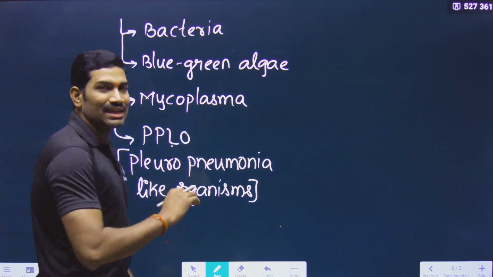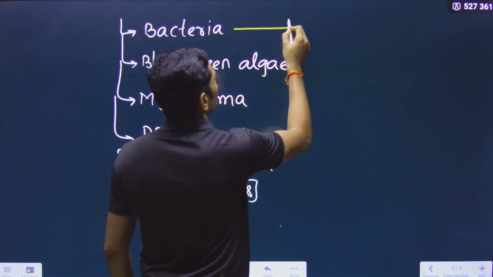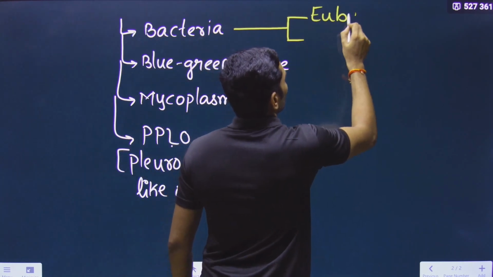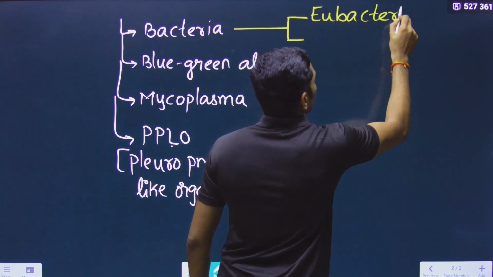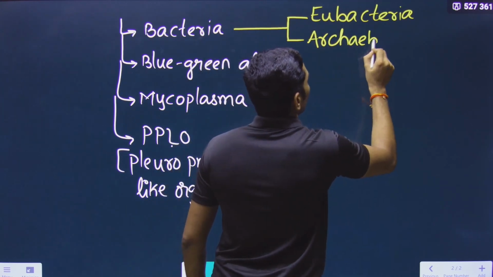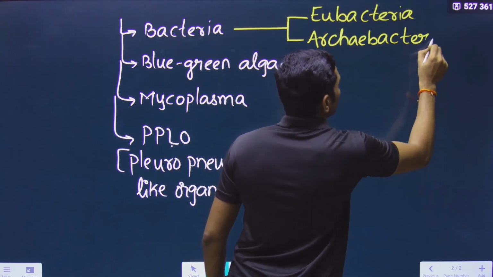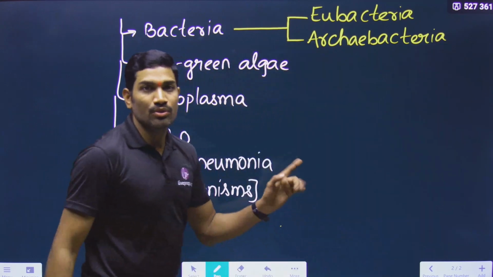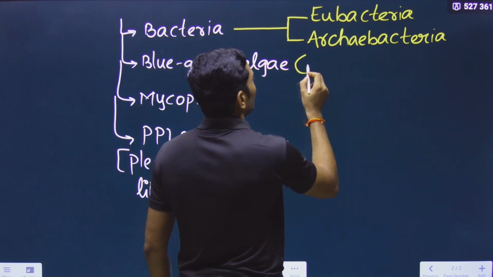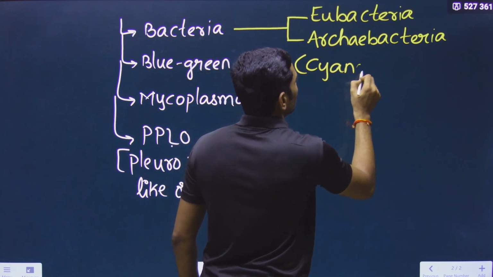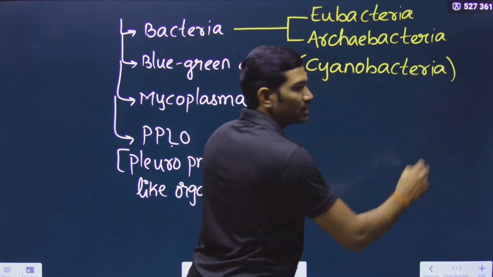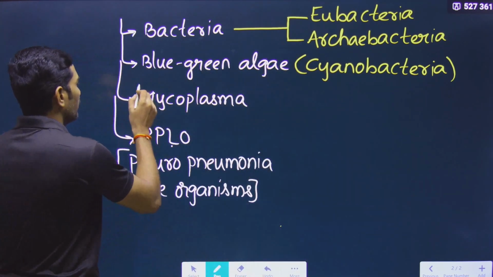Now we will go with clarity here. Bacteria means what are these bacteria that are coming here? Already we talked about this. Eubacteria and Archaebacteria. Both of them are part of prokaryotes. Next one, blue-green algae. Blue-green algae are also called cyanobacteria. Understood or not? And the next point is mycoplasma and PPLO.